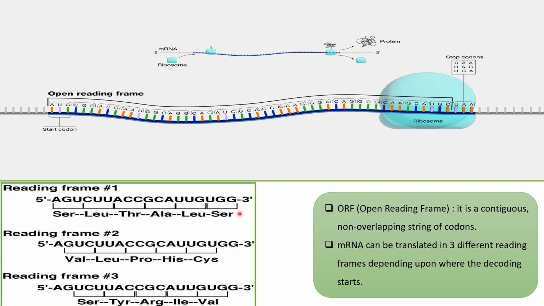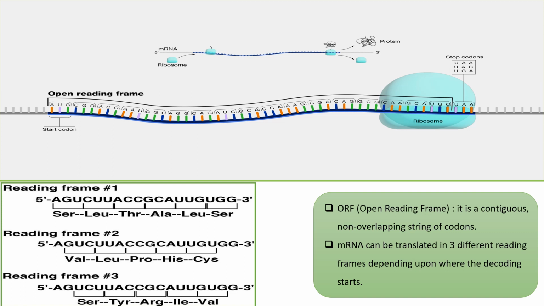If the start codon changed, meaning instead of A, now the start codon is G, then the polynucleotide sequence which is synthesized will be different. And if the start codon is U instead of G, then again the polynucleotide chain which will be synthesized will be different. So the mRNA can be translated in three different frames depending upon where the translation starts. Right. So this was the open reading frame of mRNA.